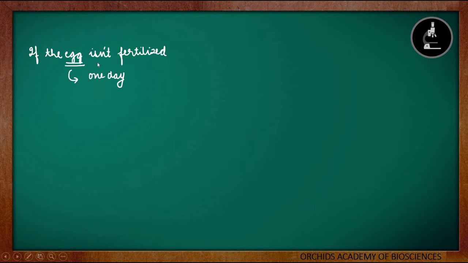Since the ovary releases one egg every month, the uterus also prepares itself every month to receive a fertilized egg, that is the embryo. So every month the uterus lining becomes thick and spongy, so that it will be able to bear the embryo and take care of its nourishment.